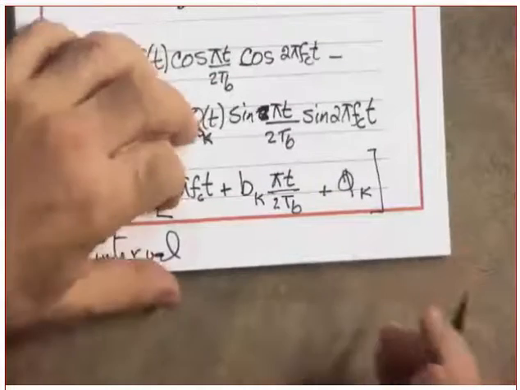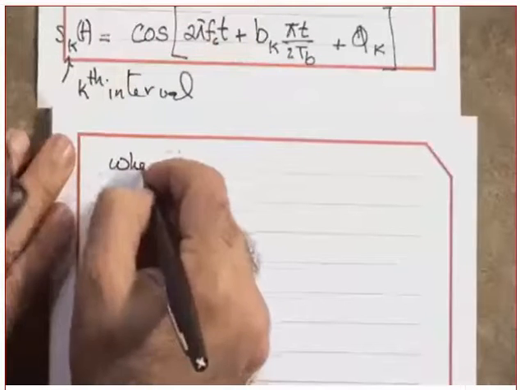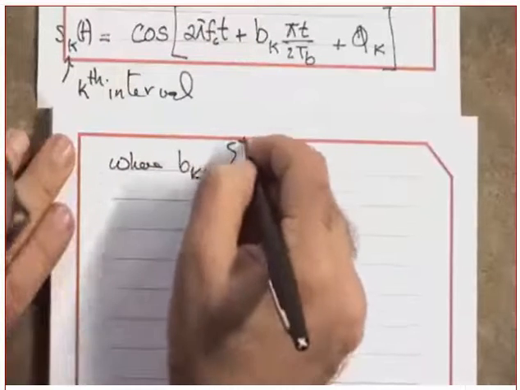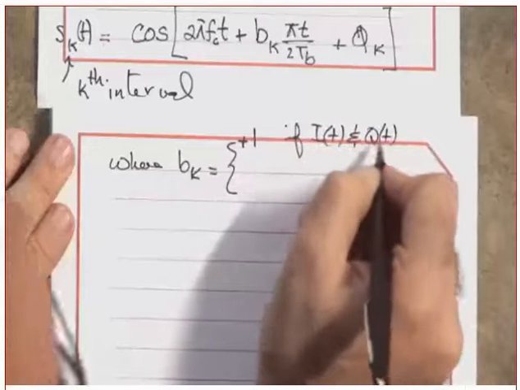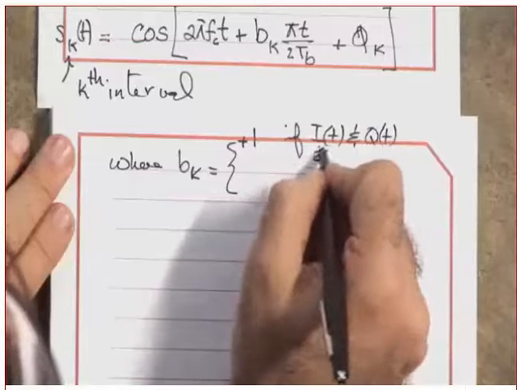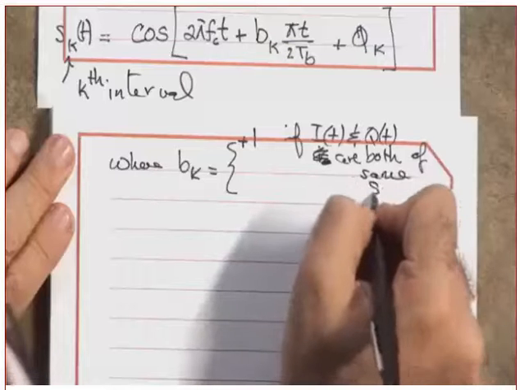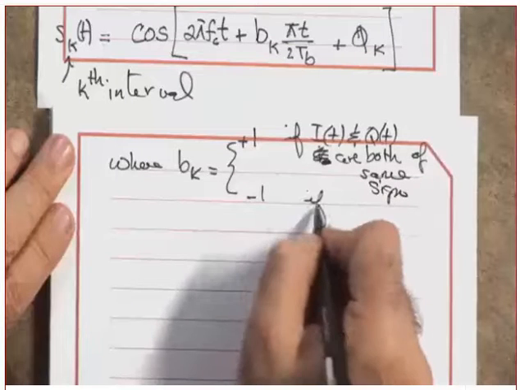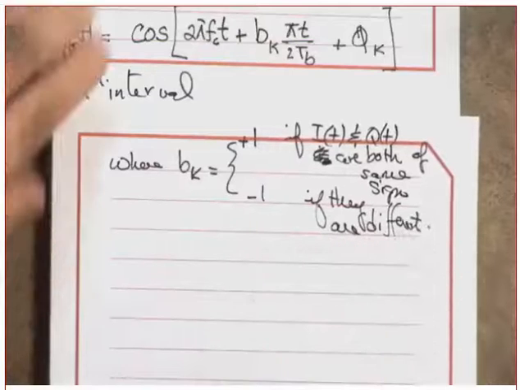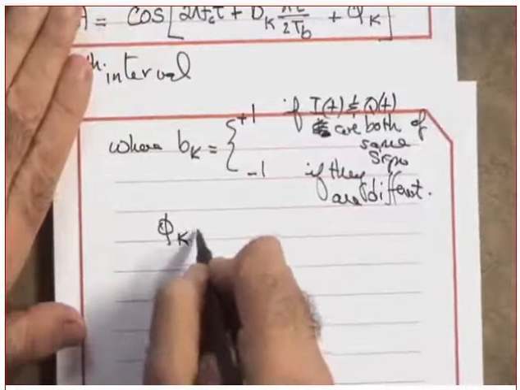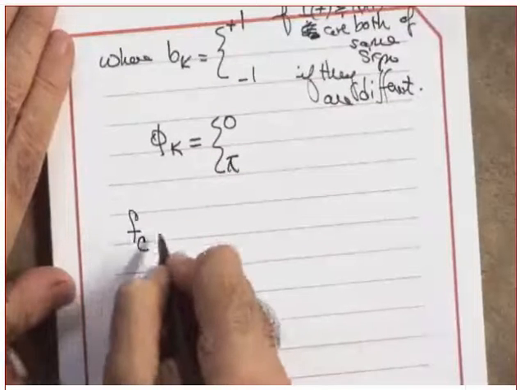If you combine them, you get the following here, where b of k is equal to plus 1 if I of t and q of t, the q of t is the delayed version, are both of the same sign, and it's equal to minus 1 if they are of different sign. And theta k is either 0 or pi.